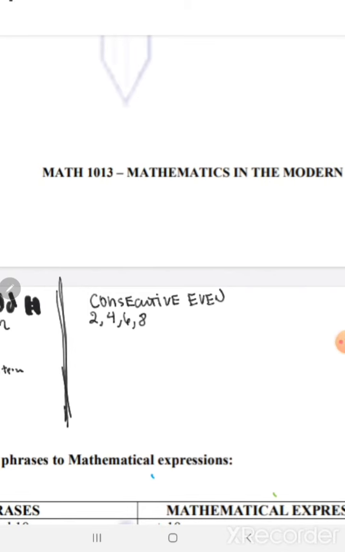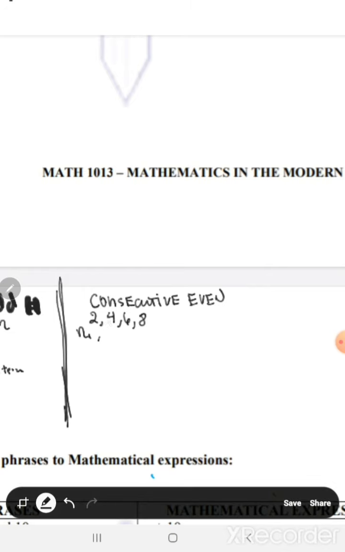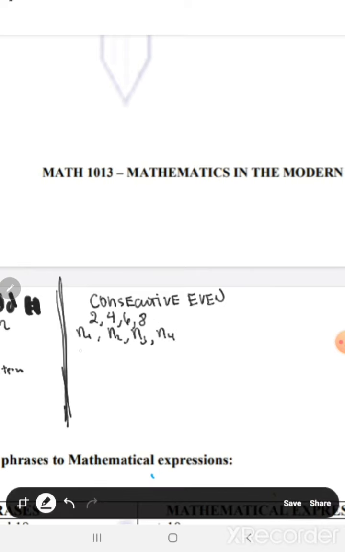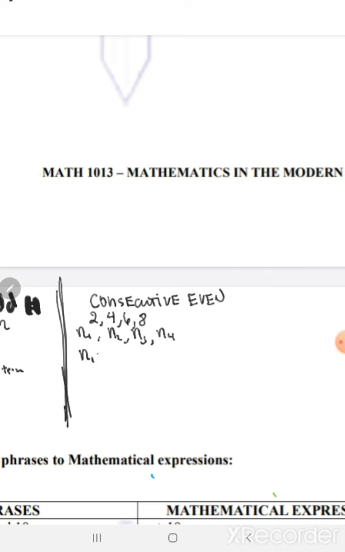Balik tayo sa kuan natin. We have n1. And then, the next term will be n2. The third term will be n3. The fourth term will be n4. But our n1 is equal to 2n. But what is our n? Our n is equal to our first term, which means that our n1 is equal to 2.